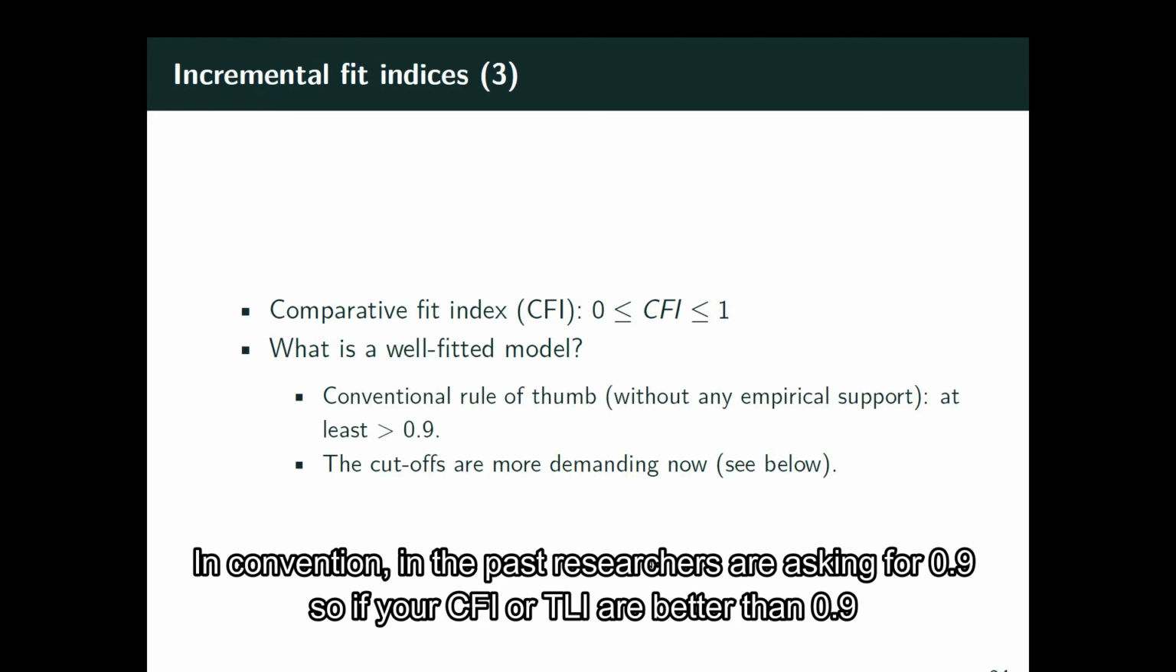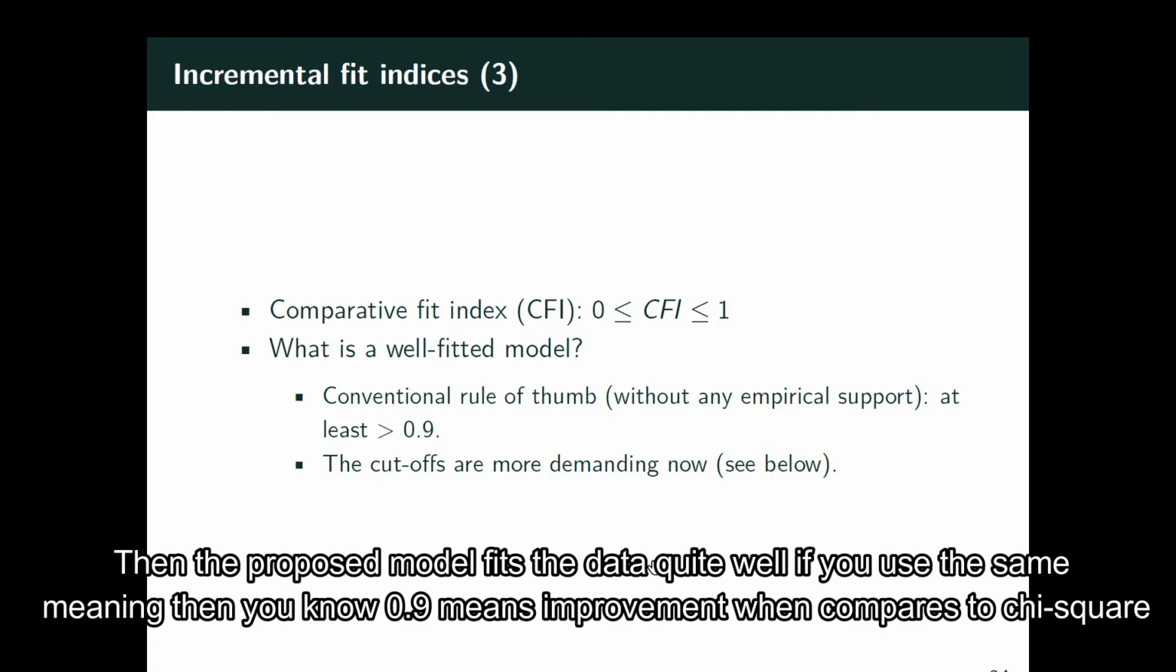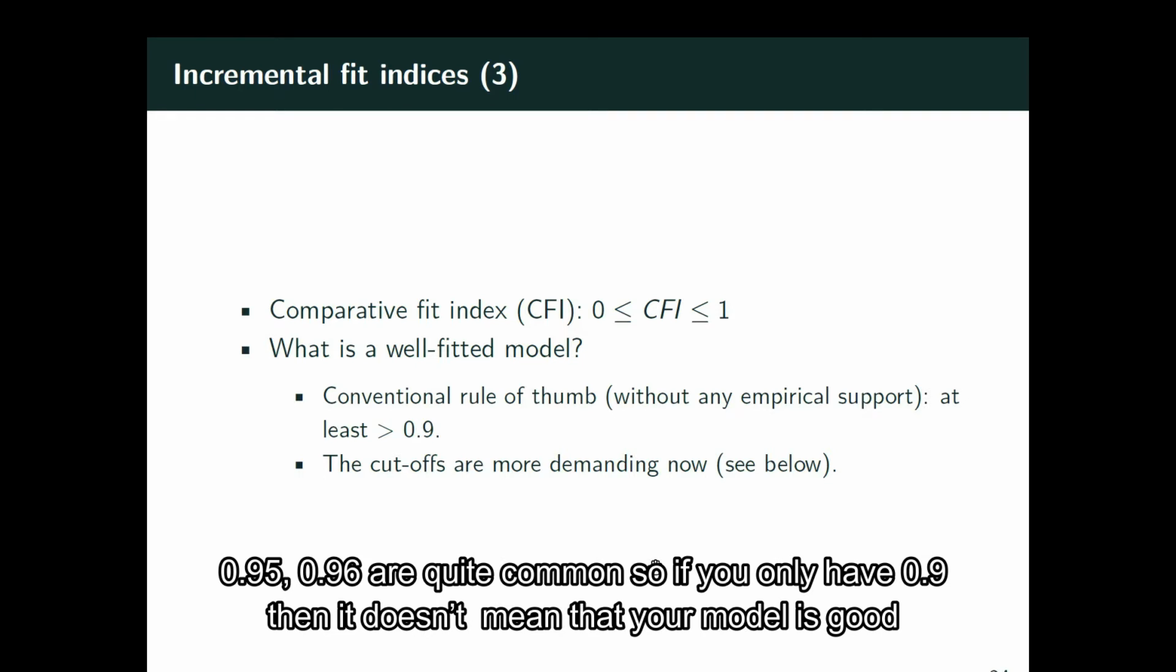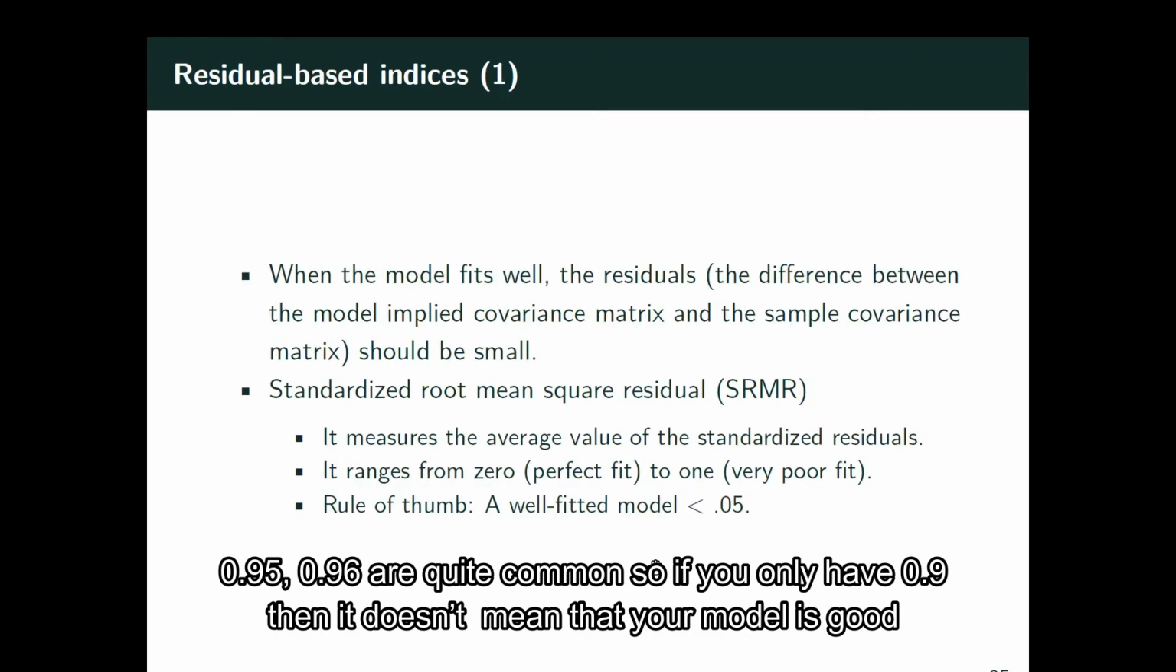By convention, in the past, researchers were asking for 0.9. So if your CFI or TLI is better than 0.9, then the proposed model fits the data quite well. If you use the same meaning, then 0.9 means the improvement when compared to chi-square. But of course, now based on more research, researchers usually ask for more. 0.95, 0.96 are quite common. So if you only have 0.9, it doesn't mean that your model is good.